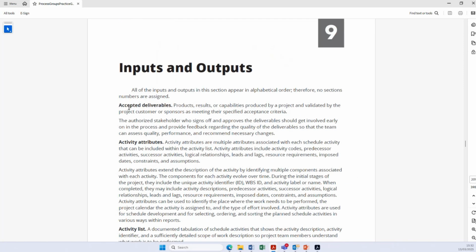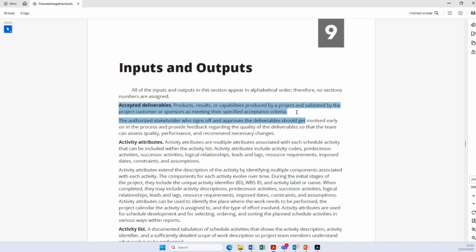If you go to this part, which is the accepted deliverables, look what it mentions. It mentions products, results, or capabilities produced by a project and validated by the project customer or sponsors as meeting their specific acceptance criteria. Plain and simple. So the R, or the responsible person for accepting project deliverables, is either your project customer or your project sponsor. That's it. You need not brainstorm or over-analyze this simple piece of information that has already been provided as part of your process group practice guide.